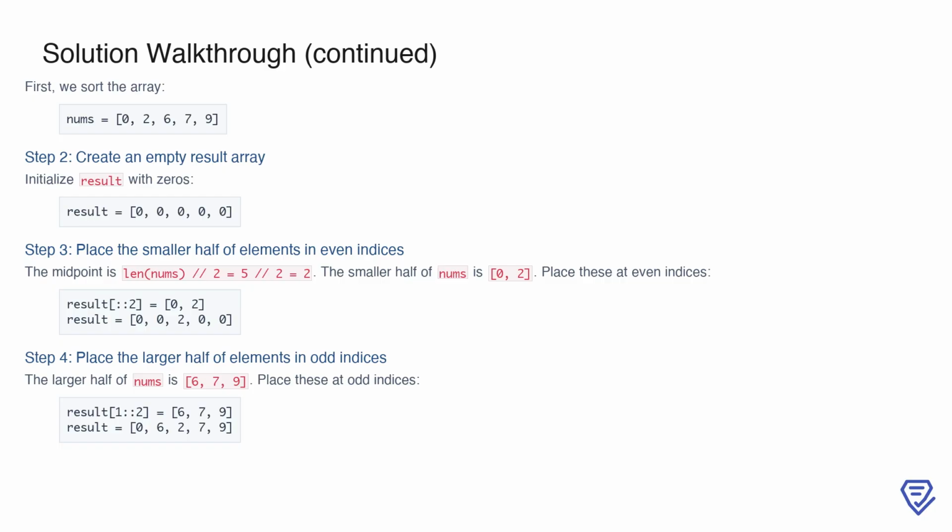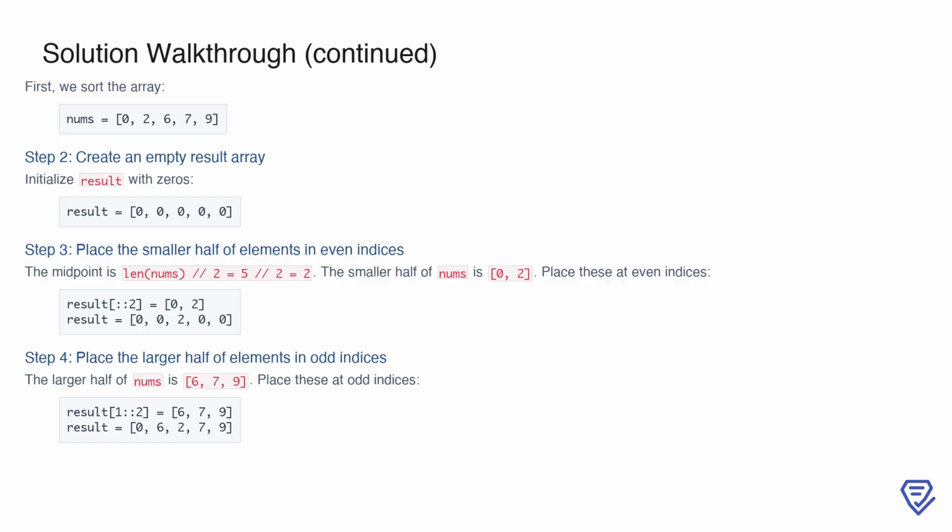Next, we identify the smaller half of the sorted nums array. The midpoint is calculated as 5 divided by 2, which equals 2. The smaller half, which is 0, 2, is placed in the even indices of the result array. This means positions 0, 2, and so on. After this step, the result array updates to 0, 0, 2, 0, 0.